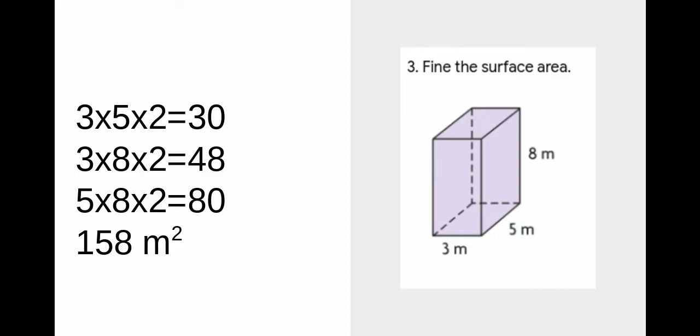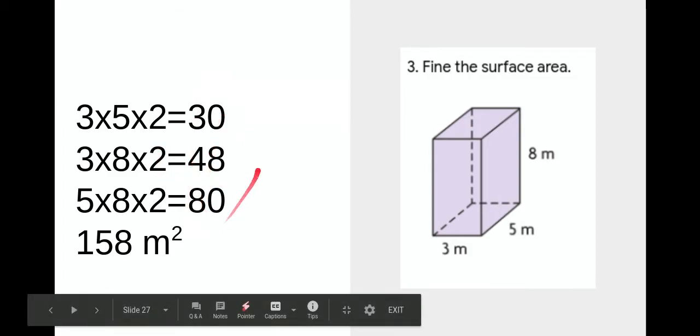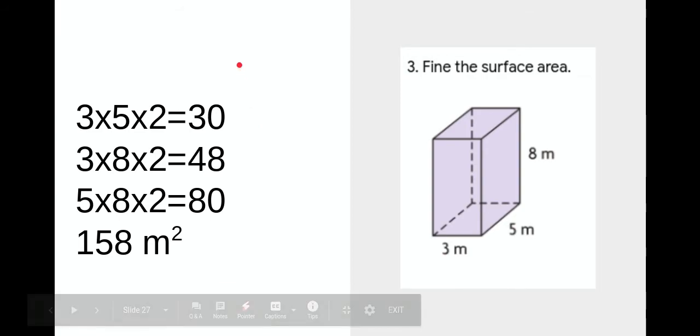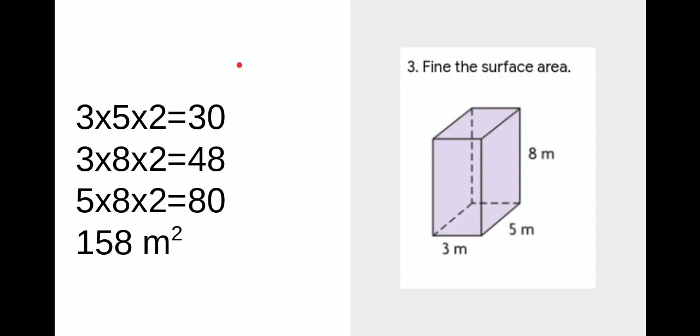It's not exactly in the formula format, which is okay according to me and to Mr. Zerton. So that's good to know. You get 30, you get 48, you get 80, and that represents 2 sides. This is 2 sides, and this is 2 sides. Together, 2 plus 2 plus 2 is 6. And then you just got to take these numbers and total them or add them together. That gives you 158 meters squared or square meters.